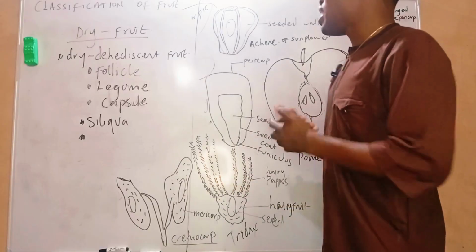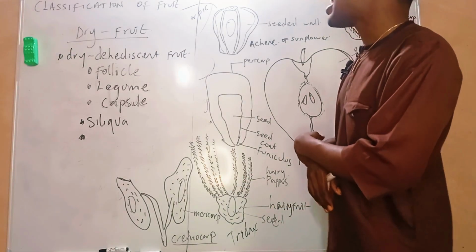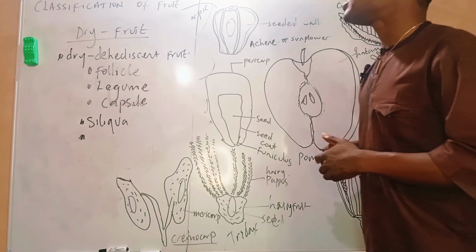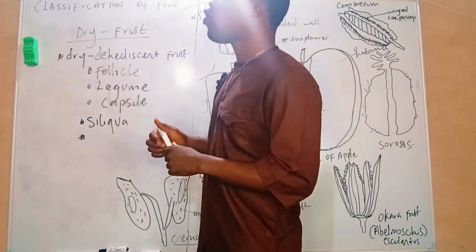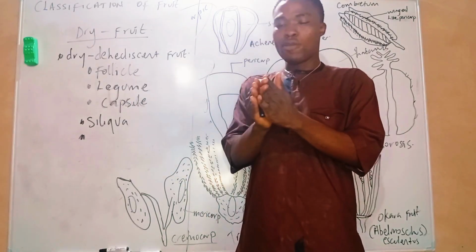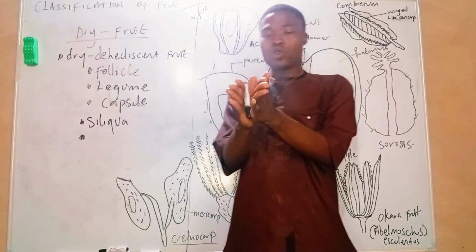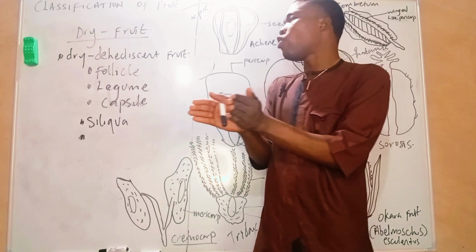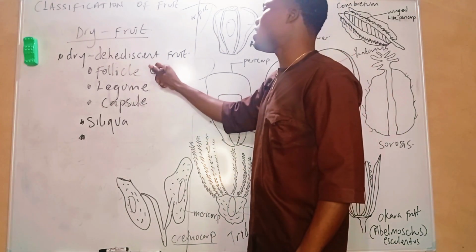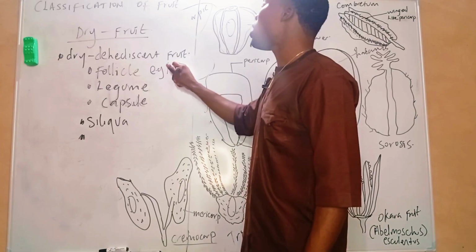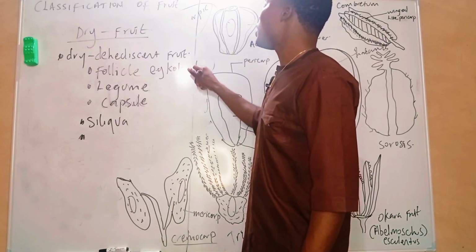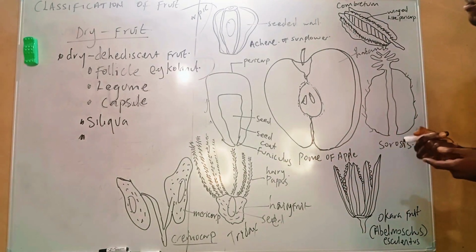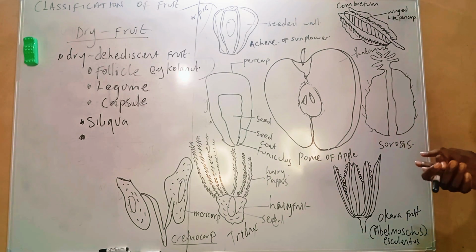What's a follicle? A follicle is a type of dry dehiscent fruit that is usually one-seeded and splits along one suture, or one part. Upon maturity, it just opens up like this and releases the seed. They split along one axis, one suture, at maturity to release their seed. An example is the kola nut. That's an example of a follicle.